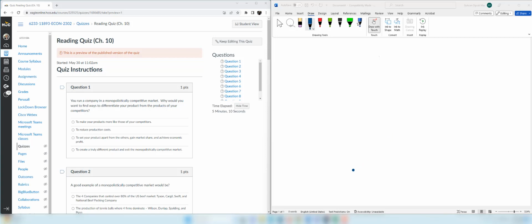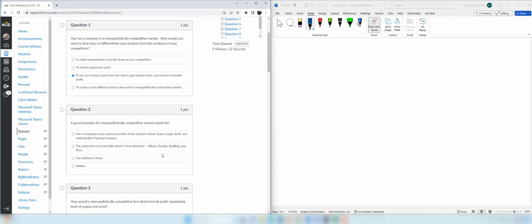So the idea here is that to set your product apart from the others, gain market share, and achieve economic profit. Question 2. A good example of a monopolistically competitive market would be which one? Let's read all of them. The 4 companies that control over 80% of the US beef market. So this is an example of an oligopoly. You have dominant firms in the market. In a monopolistically competitive market, we have many small firms and their market share is not too high.